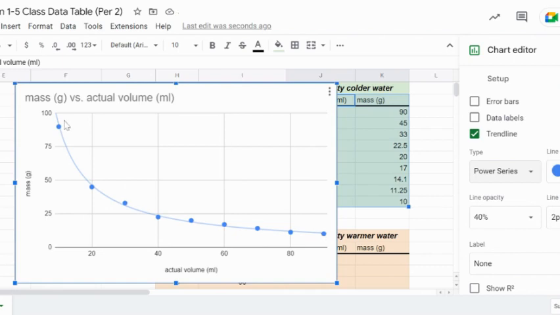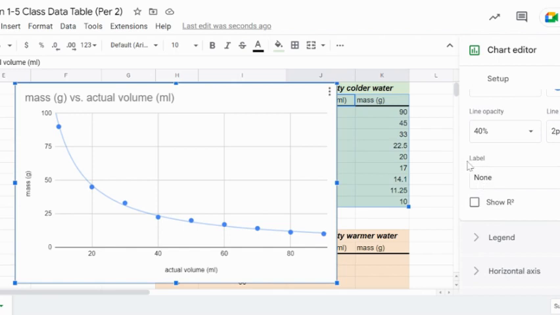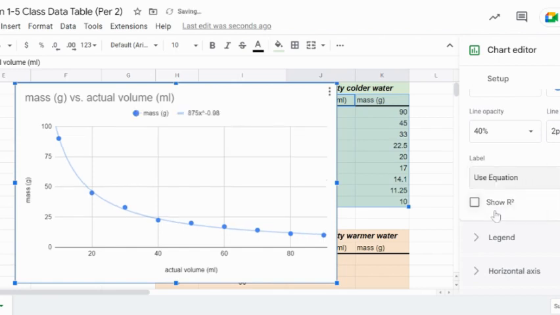All right, so if it's some sort of exponential relationship where there's a curve, I use Power Series as the type instead of linear. And I still go down to Label and say Use Equation. Now, if you notice, the equation involves an exponent. So the y is equal to a certain number x raised to the power of an exponent. In this case, the exponent is negative 0.98.